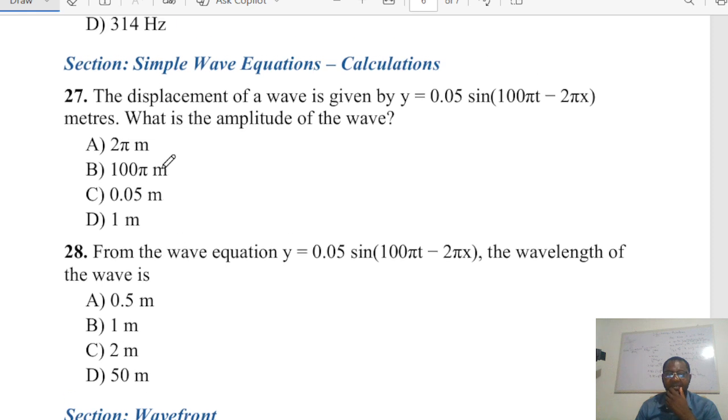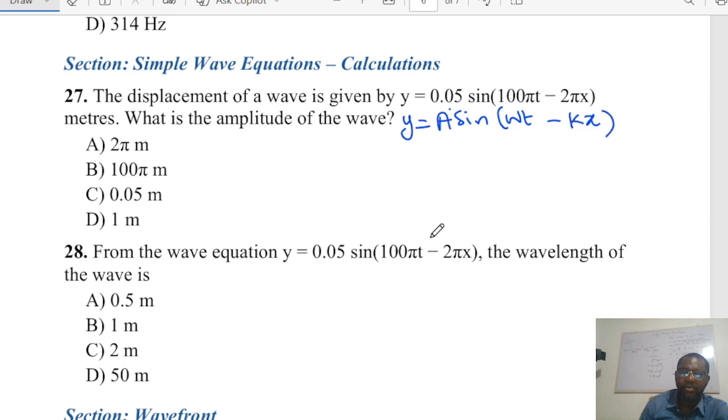Now the next one has to do with the simple wave equation. The displacement of a wave is given by y equals 0.05 sine (100 pi t minus 2 pi x) meters. What is the amplitude of the wave? The simple wave equation is y equals A sine (omega t minus kx). So you can compare both equations, and you can see that A is actually 0.05 meters. So that's the answer to that question, 0.05 meters.